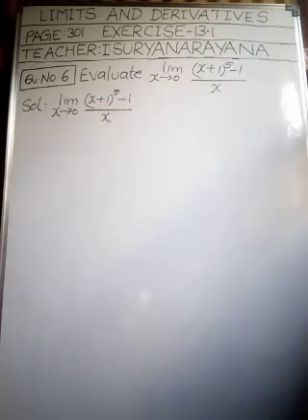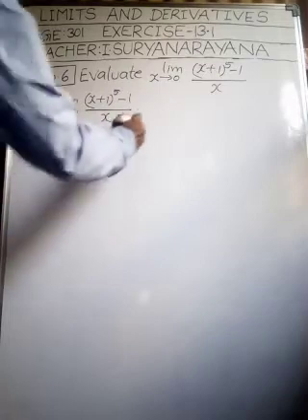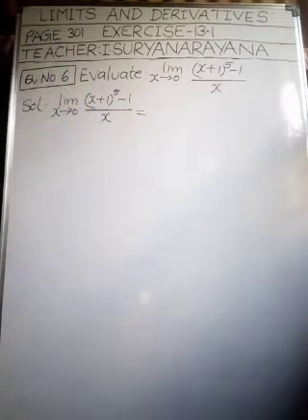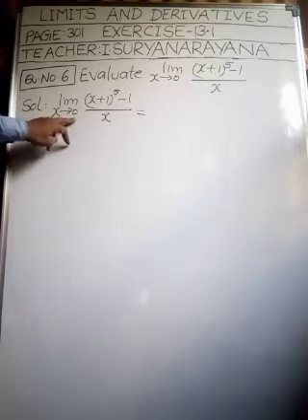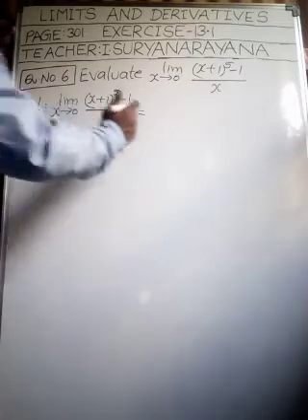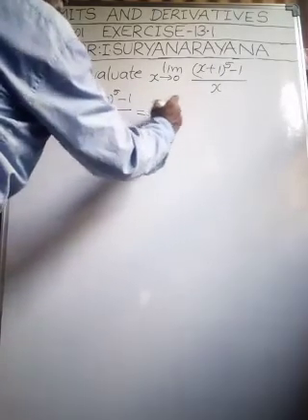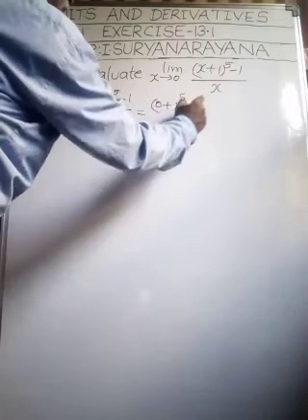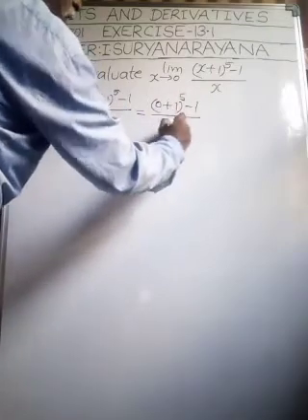Okay, my children? Right. First, let us follow the substitution method. Let us apply the substitution method. What is meant by substitution method? We have to substitute the value of x. What is the value of x here? 0. Because here x is approaching 0. So what will you get here? (0 plus 1) whole power 5 minus 1, whole divided by 0.